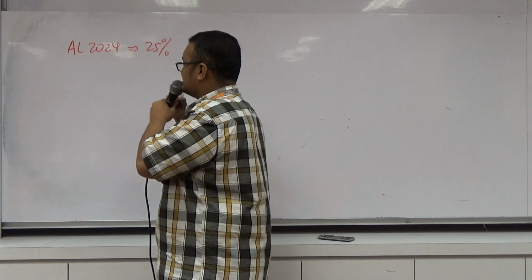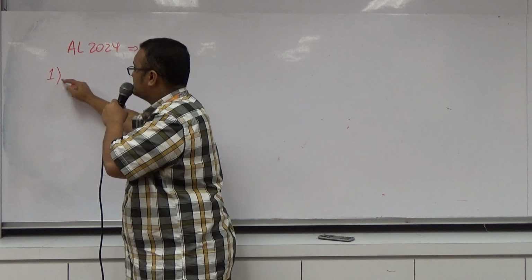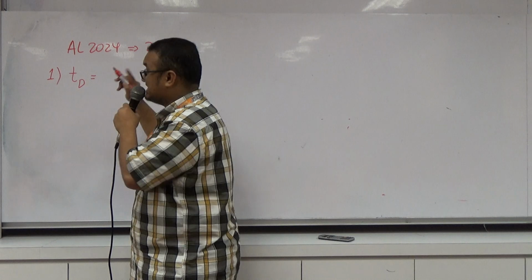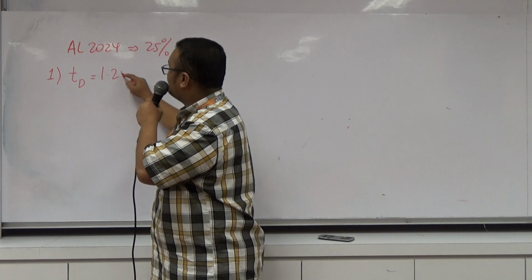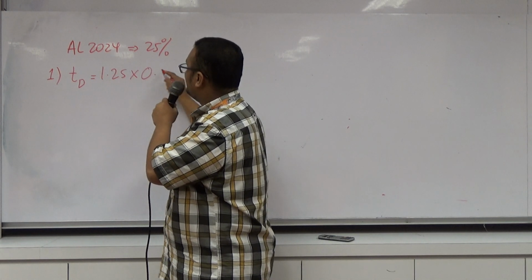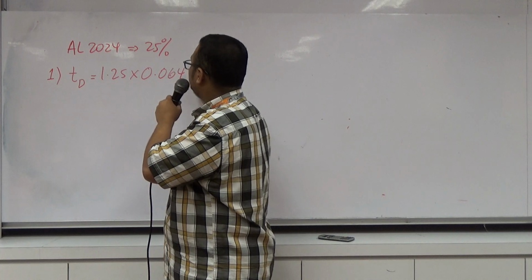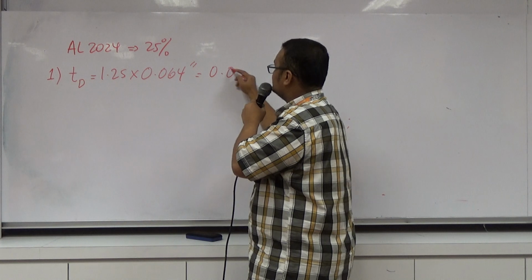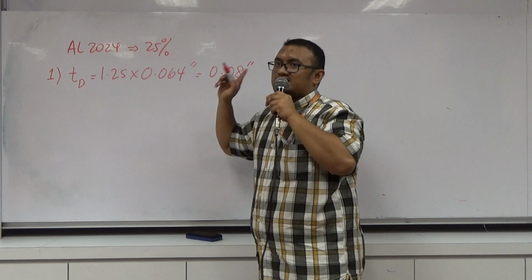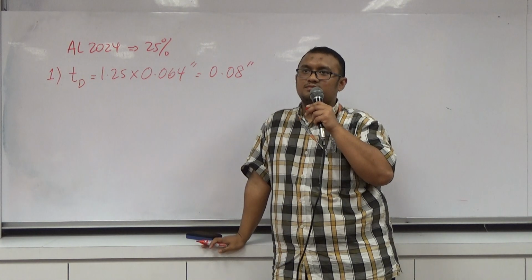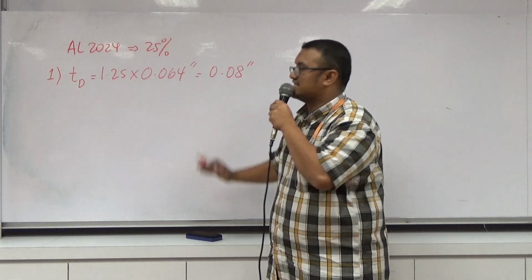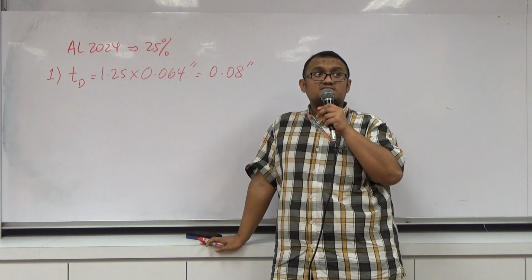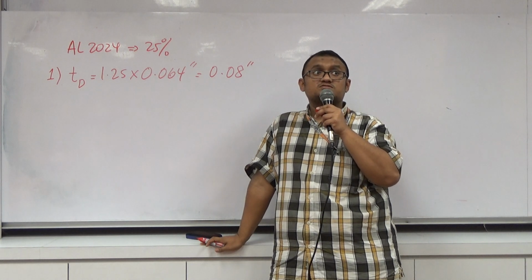So it means that the first thing, the thickness of our doubler needs to be 1.25 times 0.064 inches. So you will get 0.08 inches. This is compulsory. The doubler must be not less than 0.08. If lesser, it will not restore back the stiffness of the repair.